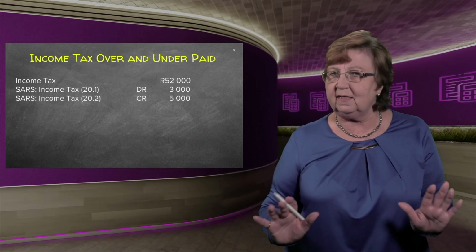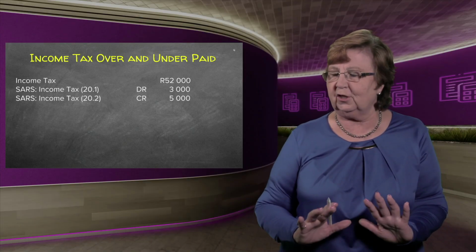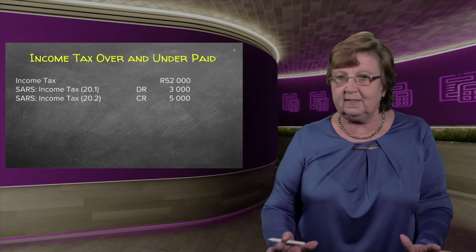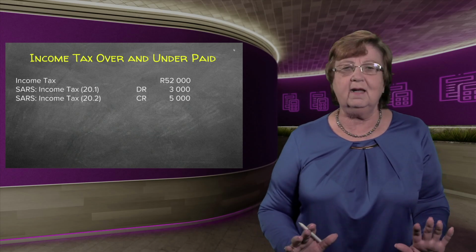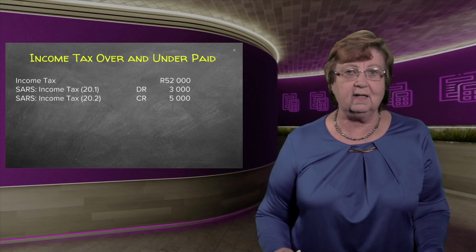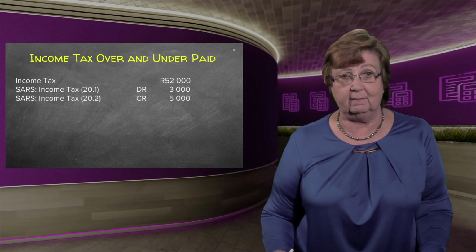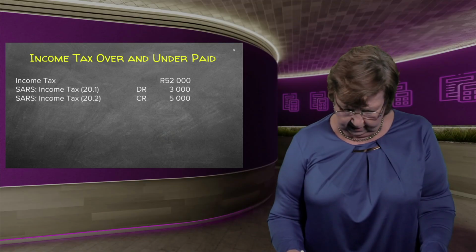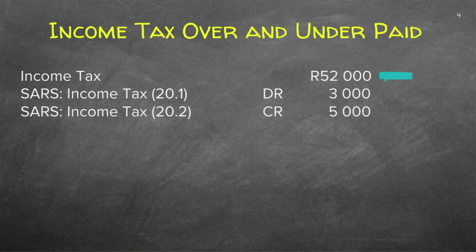Now, this is a totally different company. It's a totally different year. It's a totally different scenario. It has nothing to do with income tax scenario 1. Here, we have 52,000 Rand income tax. You would find that in your income statement, second last line.